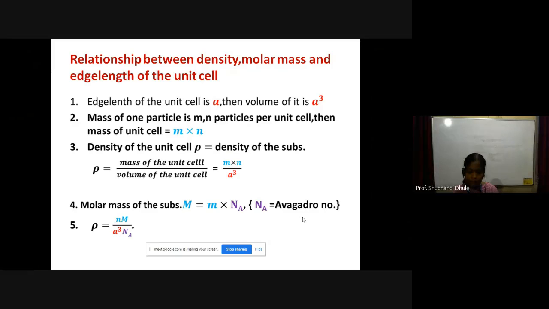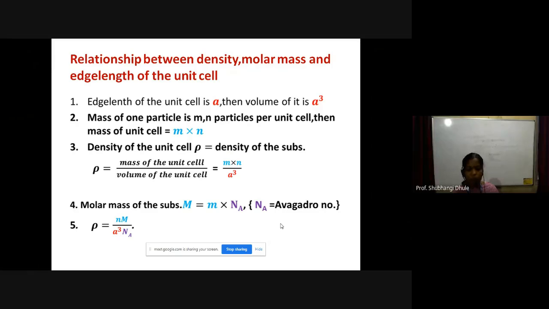You know that the density of a substance is fixed. Whether you take 1 gram of the substance or half a gram of the substance, its density is fixed. So here the edge length of the unit cell is a, and the volume becomes a cube. Why does it become a cube? We are talking about the edge length for the cubic system here. So the length, width, and height are the same, so it becomes a raised to power 3. So the volume becomes a raised to 3 because a is the edge length of the unit cell.